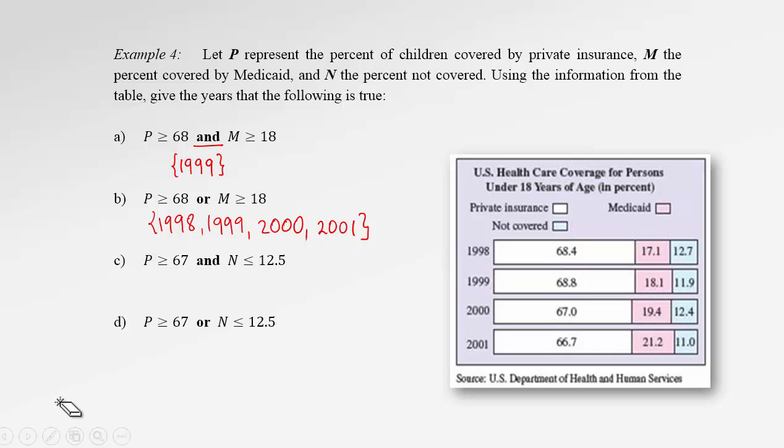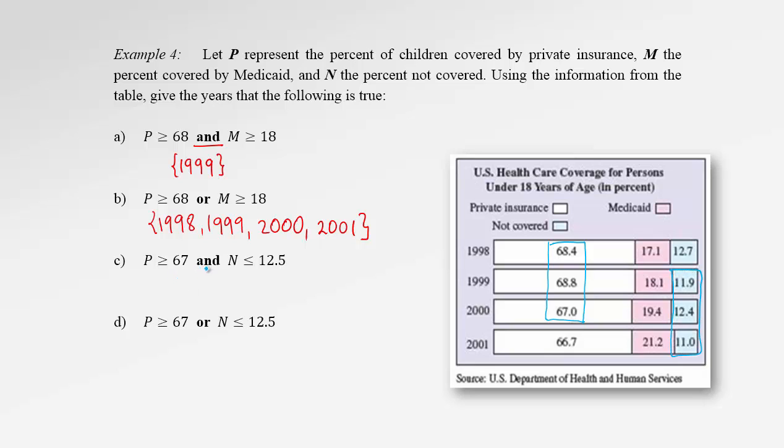Let's try to look at the next question. We're looking for years in which the percent of children covered by private insurance is more or equal than 67. So more or equal than 67 is actually happens in all 3 of those years. Happens in these 3 years. And the percent of children not covered by any insurance must be smaller or equal than 12.5, which means, look at the green column, it must be smaller than 12.5. Oh, that looks like all of these years.